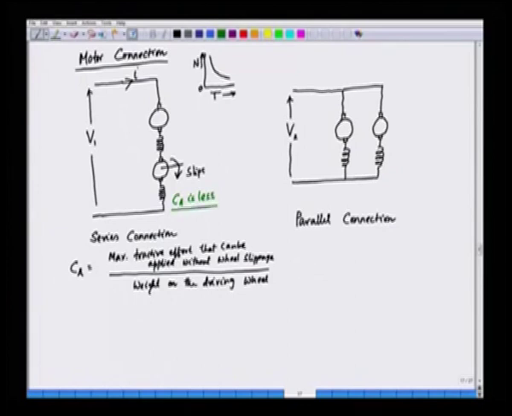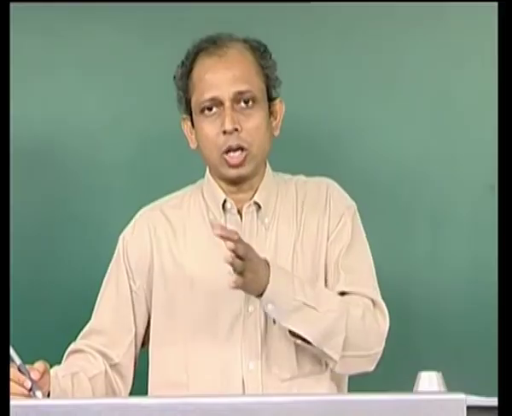Now, on the other hand, if we go for the parallel connection, we have two motors in parallel. Suppose this wheel slips. If this slips, only this current is going to decrease, and the torque of this motor which is slipping is going to reduce, and the other motor which is connected in parallel does not see any change. So, here effectively we have a higher torque.